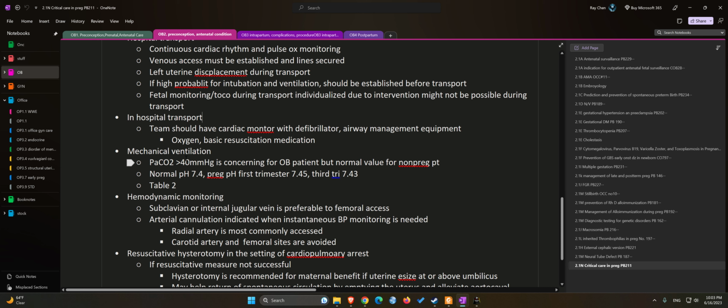PaCO2 should be greater than 40 millimeters of mercury. Oh, PaCO2 of greater than 40 millimeters of mercury is concerning for OB patients, but normal value for non-pregnant patient. Normal pH of a non-pregnant woman is 7.4. Pregnant pH first trimester 7.45, and the third trimester 7.43.